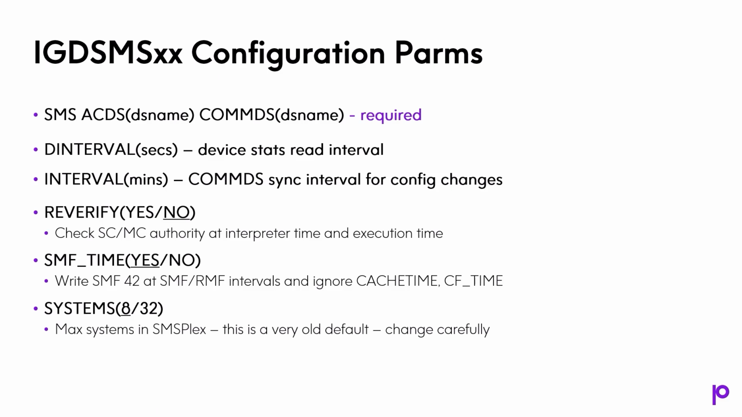So let's talk about some of the other PARMs. We can, again, break these up into categories, so we can talk about the configuration parameters. The only thing that's really required in IGDSMS is the name of the ACDS, the active control data set, where the configuration resides, and the communications data set, where volume information is kept and more than one SMS instance can talk to other SMS instances in the same sysplex. So we need to know the names of those data sets, of course. There's normally not much reason to change these things.